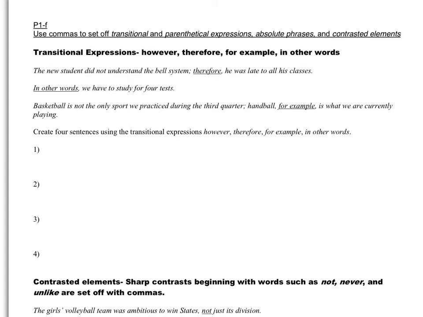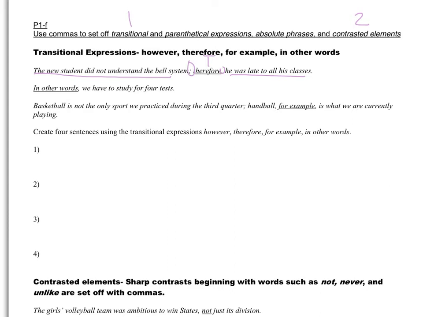Today we're going to focus on transitional expressions and contrasted elements. Transitional expressions include words and phrases like however, therefore, for example, in other words. Here's how they're used. The new student did not understand the bell system; therefore, he was late to all his classes. When a transitional word is between two complete sentences, you would put a semicolon before the transitional word and a comma after it.